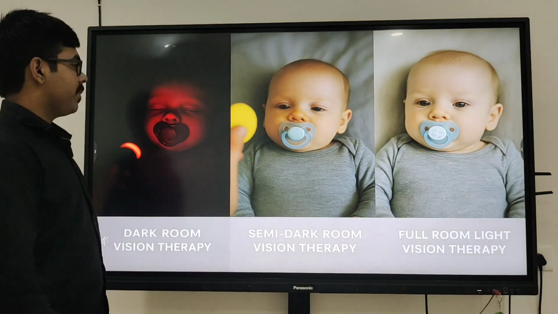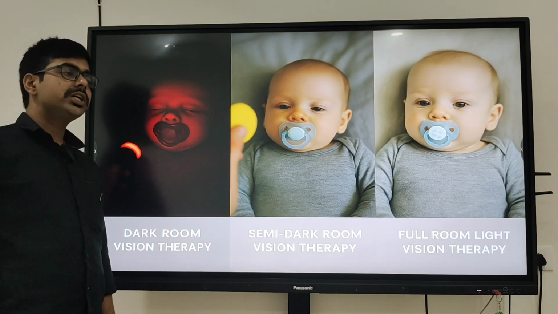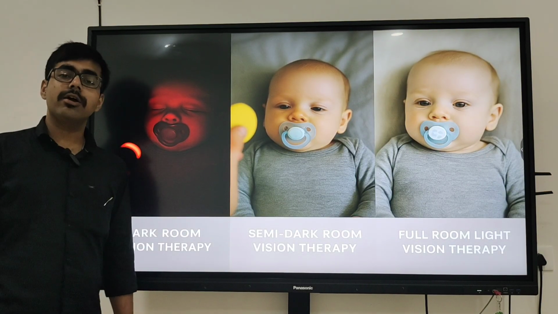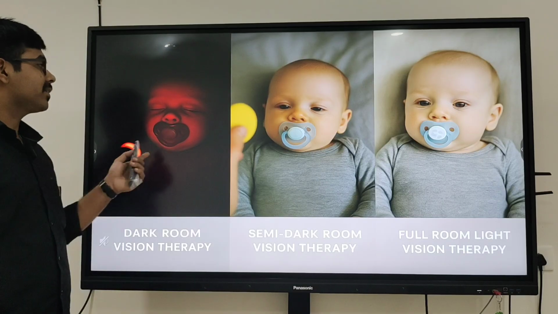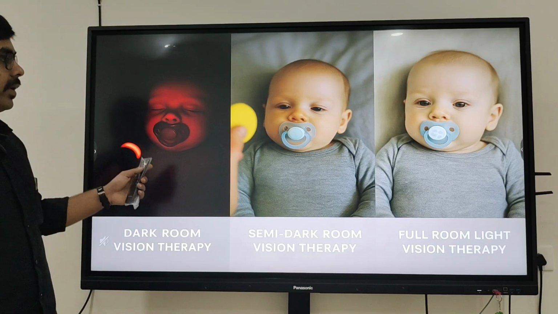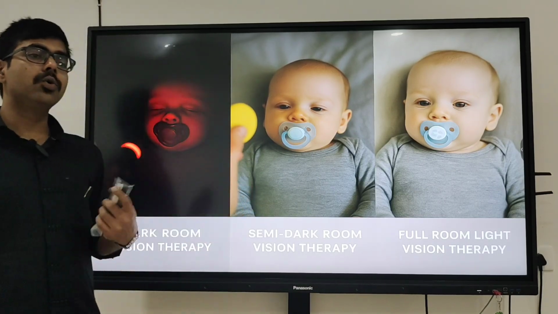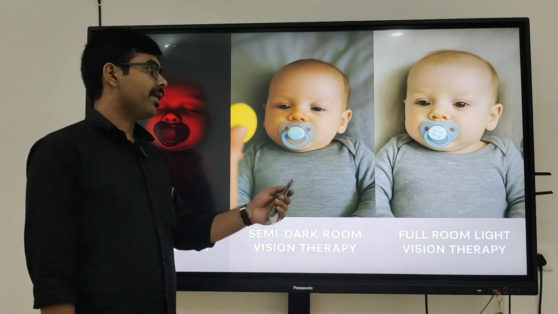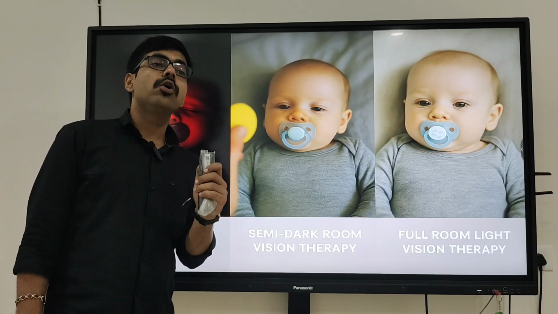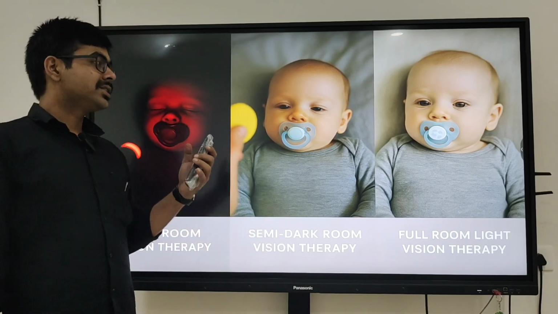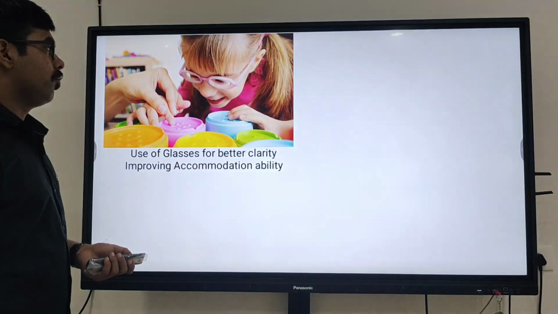Next, whenever there is a child with cerebral visual impairment not seeing or fixing on the light properly, we have to start the therapy in a dark room. Then, if the child starts looking in the dark room, we can make it a semi-dark room, and at last our goal is to make the child see in a fully illuminated room.